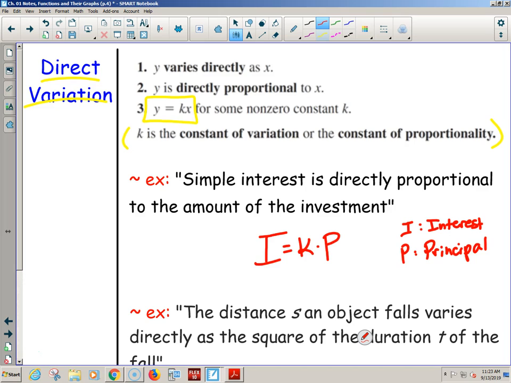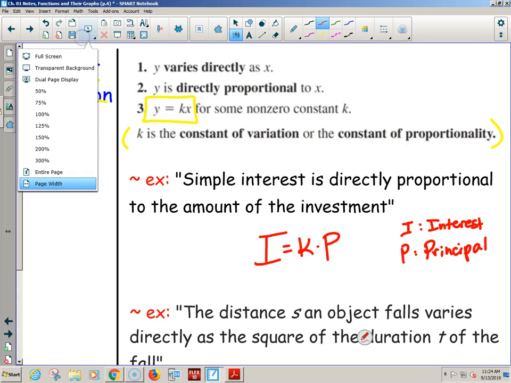Now, why did I put the I and the P? Because I wanted to know how much interest you're getting and how much money you put in. Could you have also done something like y equals k times a, or I equals k times a? A is for amount and I is for interest. Yes. You get to make up your variables to some extent, unless they tell you what they must be.